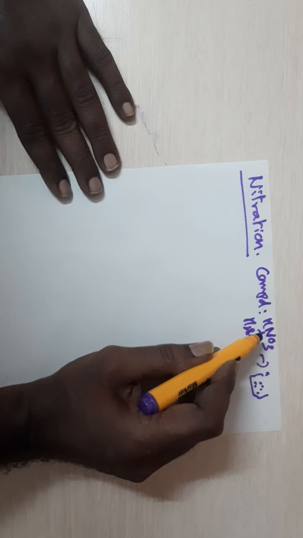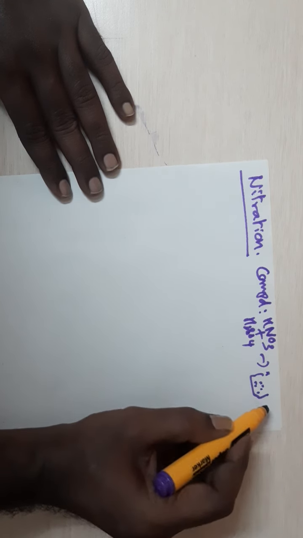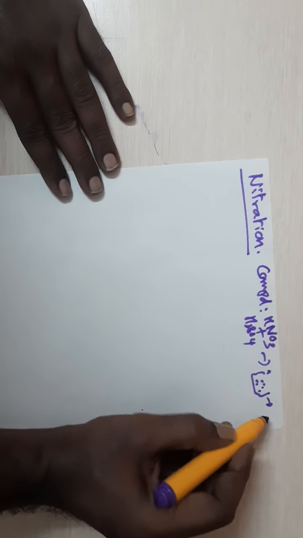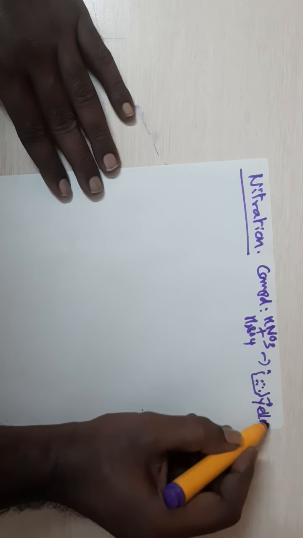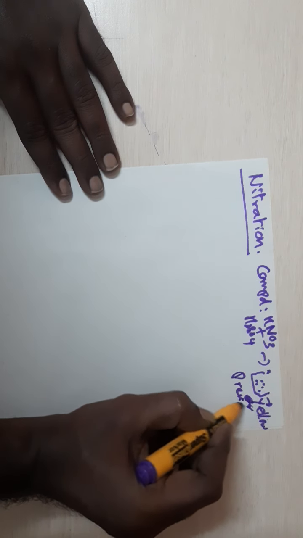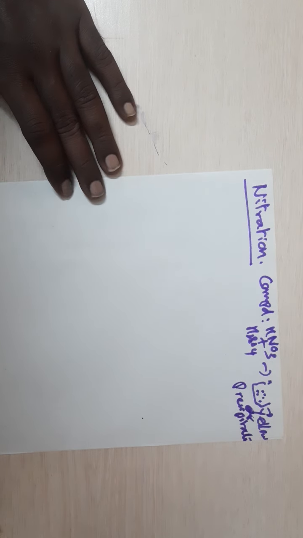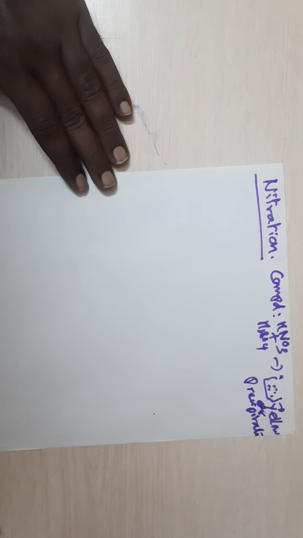After boiling, if it is poured in a beaker containing water, and if you get a yellow colored solution or precipitate, yellow precipitate is also obtained sometimes, it confirms the presence of aromatic compound. What is the reason? See, when you treat the aromatic compound with a mixture of nitric and sulfuric acid, then nitration has taken place.